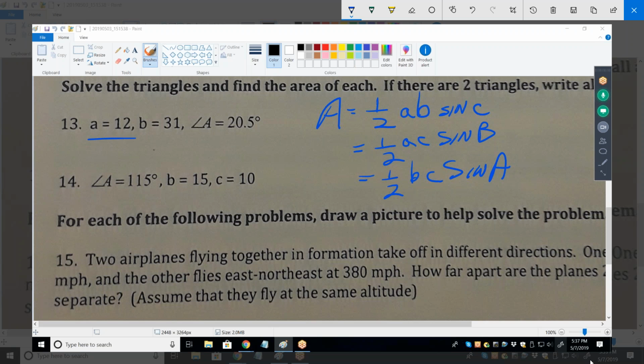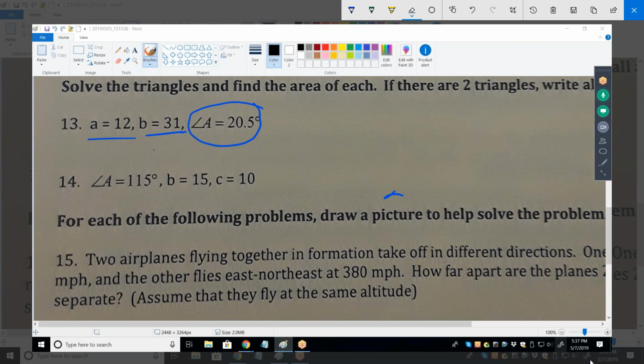Number 13, we have an A, we have a B, but this angle, not C. Well, notice that the instructions say solve the triangles, first of all, and then find the area. So I was trying to do it in the opposite order. First of all, we have to solve the triangle. And once we solve the triangle, we'll have little a, little b, and little c. We'll also have angle b and angle c. So we'll be able to use one of those formulas quite easily. But we need to solve the triangle.